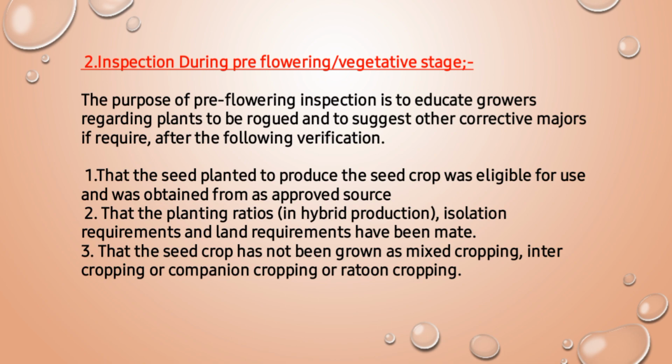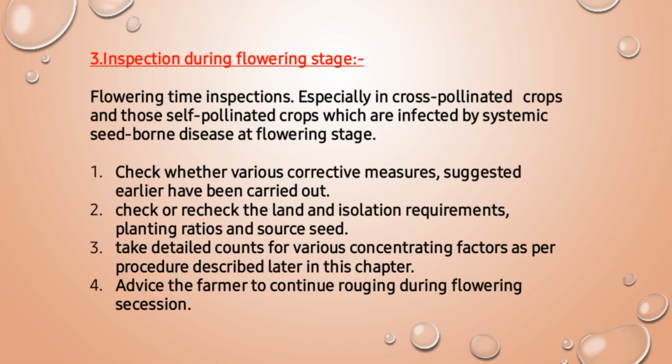The purpose of pre-flowering inspection is to educate growers regarding plants to be rogued and to suggest other corrective measures if required after the following verification: that the seed planted to produce the seed crop was eligible for use and was obtained from an approved source, that the planting ratio, isolation requirement and light requirements have been met, that the seed crop has not been grown as mixed cropping, intercropping or companion cropping or return cropping.